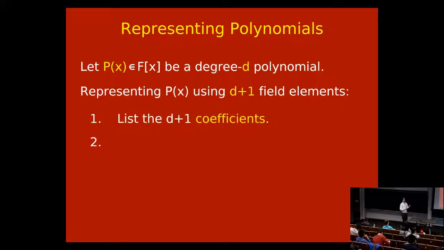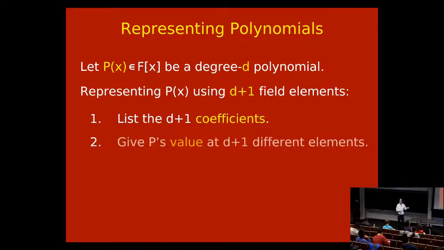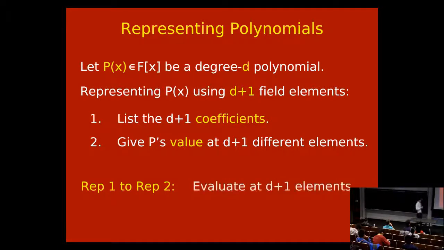Well, first is you just store the d plus 1 coefficients, right? There's the coefficient on the 0th power, the 1st power, the 2nd power, dot, dot, dot, up to the dth power. But another way you can do it is just store p's values at d plus 1 different locations. And that actually uniquely determines p. That's what the theorem, in a sense, just says.